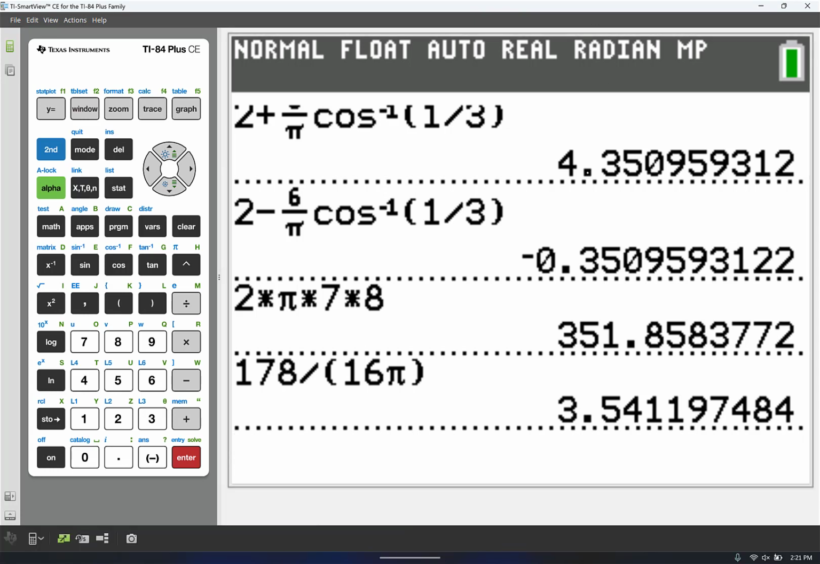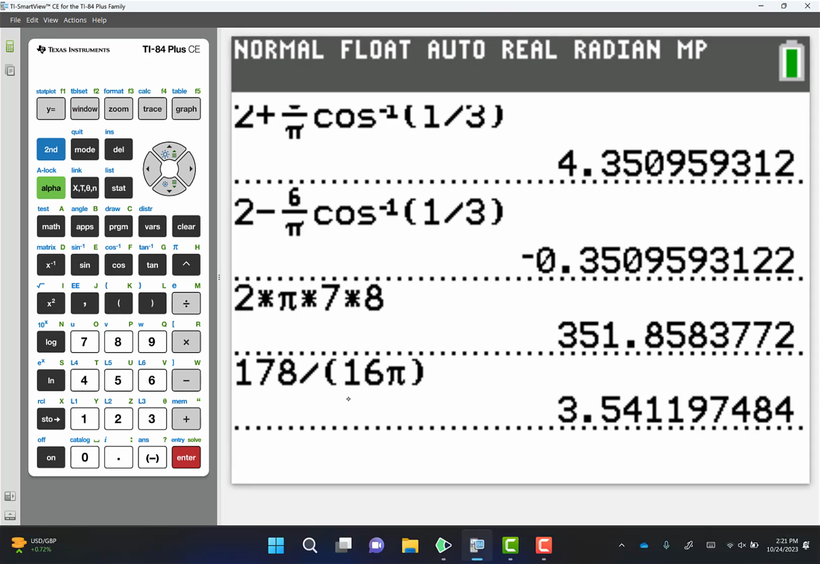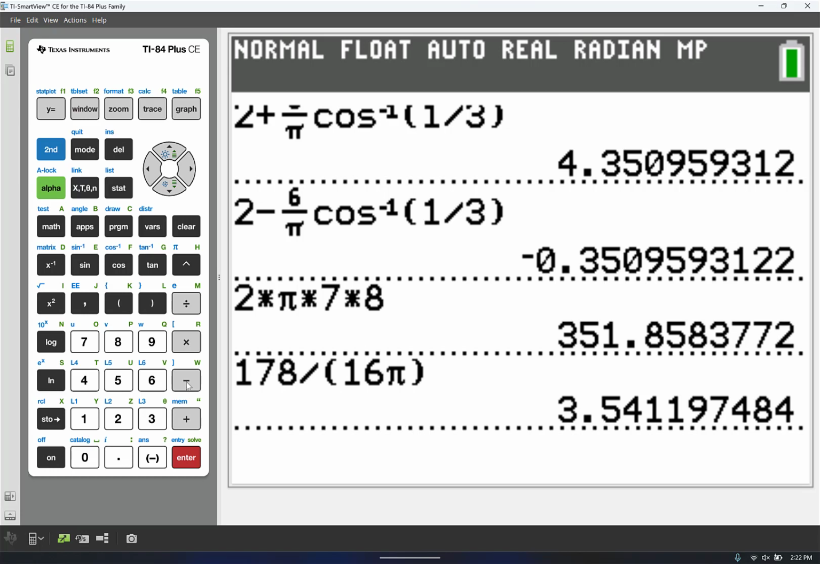I don't think he multiplied by 10. Oh, yeah. All right. I see it. Let me do it again. All right, guys, hold on.